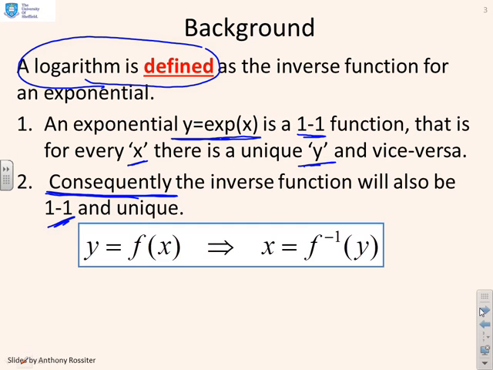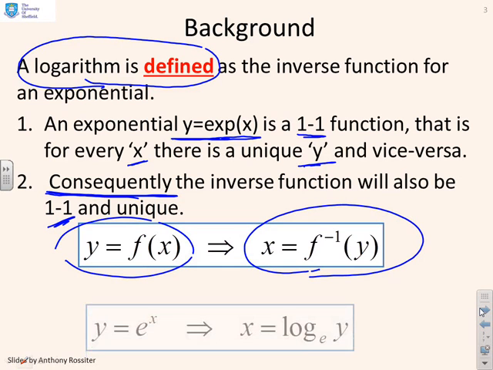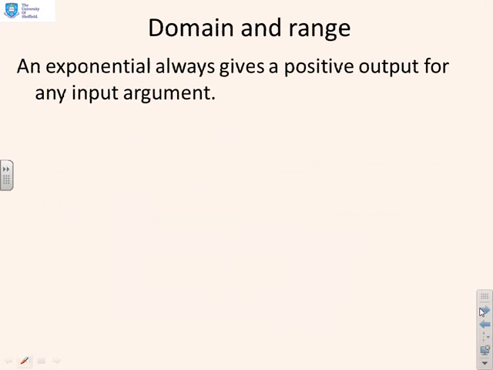Now, the sort of expressions we might use for an inverse function, if we had y equals f of x, the inverse function could be written as x equals f to the minus 1 of y. But here, we've got y equals e to the x, there's the exponential, and x equals log_e y. That's writing it down as the inverse function, but using the variables in the same corresponding positions.